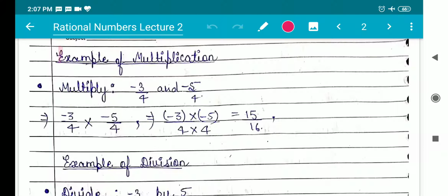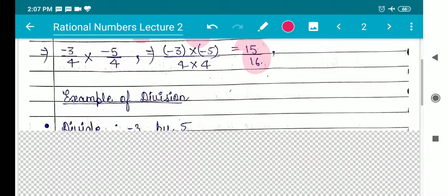Third one is an example of multiplication. Multiply minus 3 by 4 and minus 5 by 4. First, there are two rational numbers, the first one is minus 3 by 4 and the second one is minus 5 by 4. When we multiply, we multiply numerator into numerator and denominator into denominator, and we get 15 by 16 as a result. This is the standard form of rational numbers.